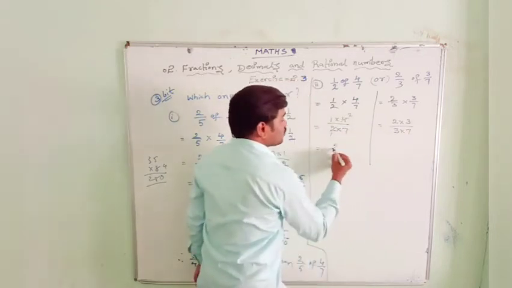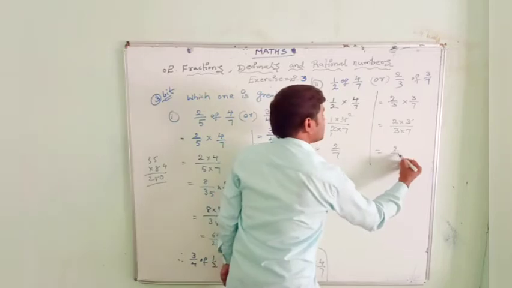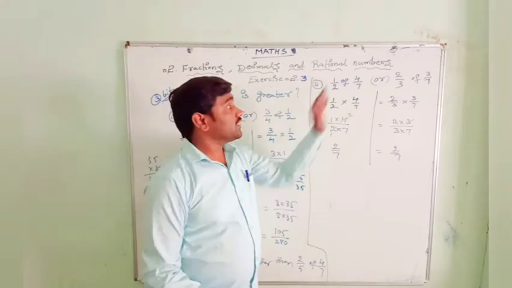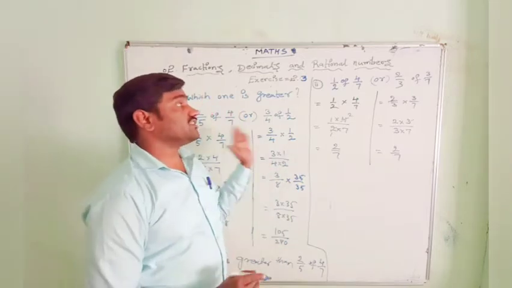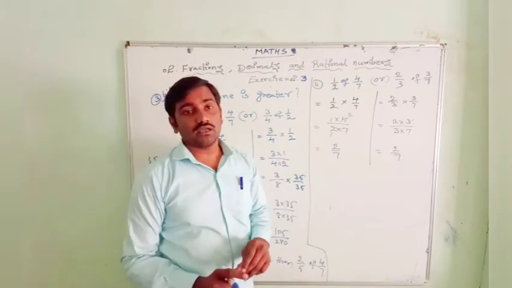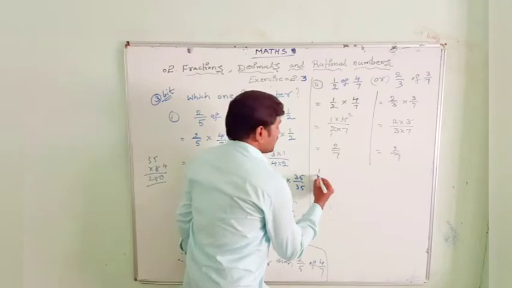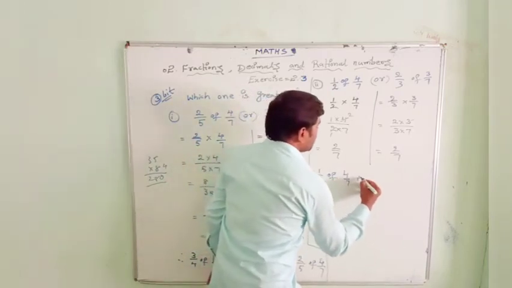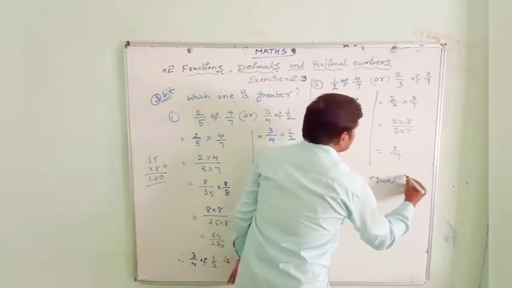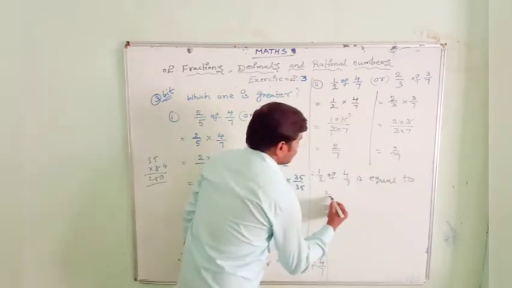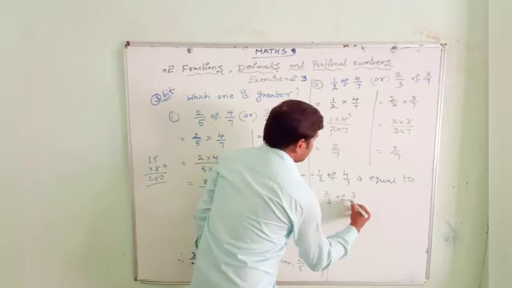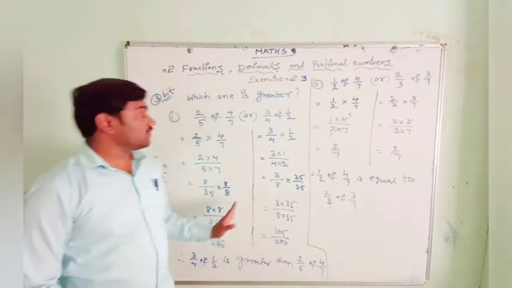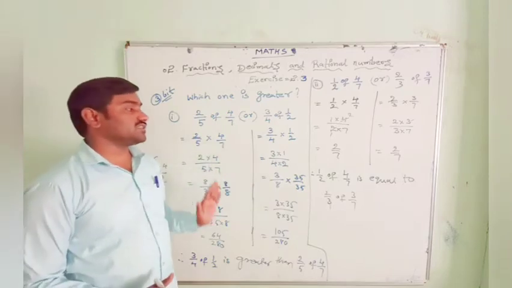Get cancel. What is left here? 2 by 7. Here also we got 2 by 7. In this case both the fractions are same. That means both are equal. Neither one fraction is greater, neither one fraction is less. So both are equal. Therefore 1 by 2 of 4 by 7 is equal to 2 by 3 of 3 by 7. Both are equal.